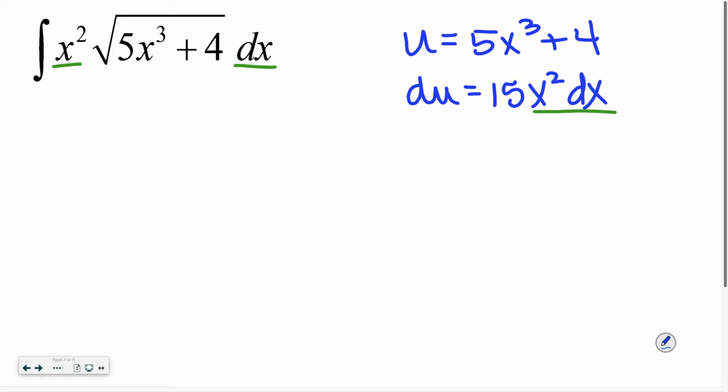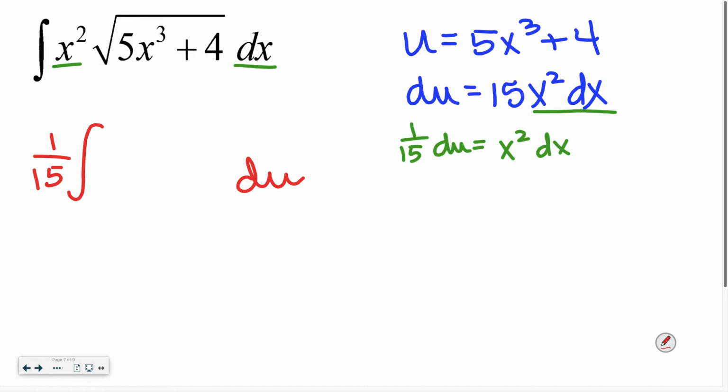Okay, so if we are going to replace x squared dx, we would have to move that 15 over so that we could put it in with the du to balance it out. Whatever is in the integral, we need exactly that. So if you have a coefficient that's not matching up with what you have inside the integral, divide it over and then you'll have that with the du to replace. Okay, so x squared dx becomes 1/15 du. And then the square root of 5x cubed plus 4 becomes the square root of u.